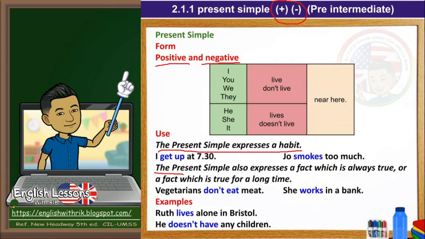The present simple also expresses a fact which is always true, or a fact which is true for a long time. Vegetarians don't eat meat. She works in a bank. Here are some more examples. Ruth lives alone in Bristol. He doesn't have any children.